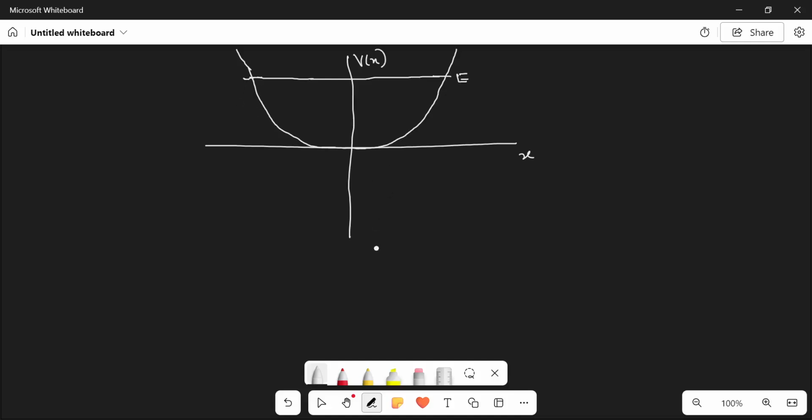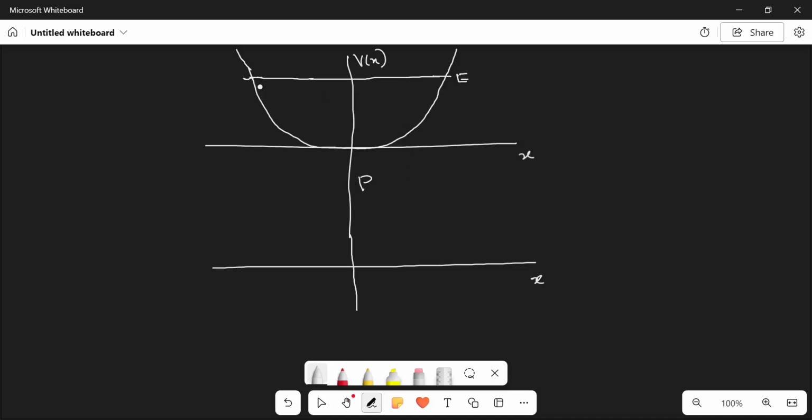To do that, we'll have to extend this vertical axis downwards and draw a horizontal axis which is parallel to this x-axis. This is the x-axis only, and this vertical axis which we have extended is the momentum axis. So I hope this is clear. This is the first step that needs to be followed.